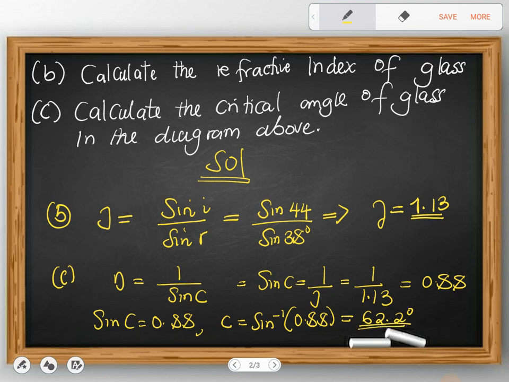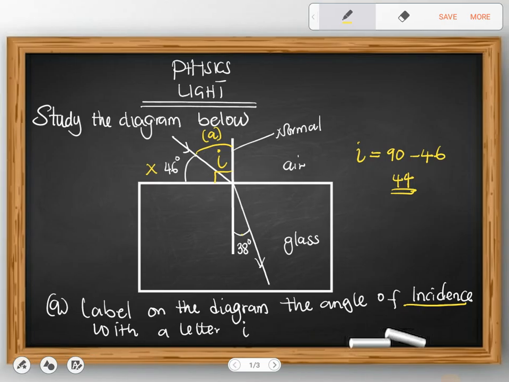So you've seen how it is. It's quite simple, like really simple. And I've simplified it for you.